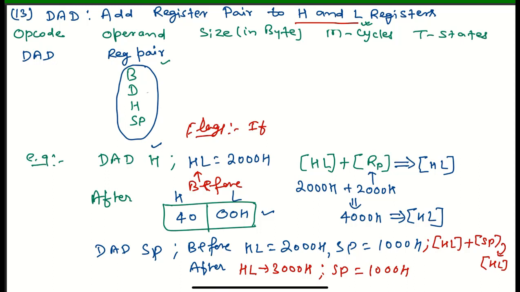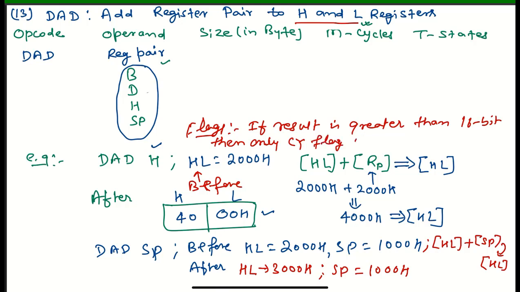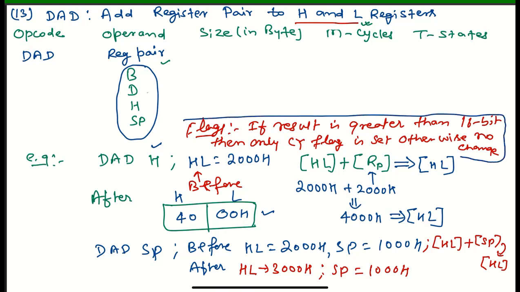So if the result is greater than 16 bit, then only the carry flag is set, otherwise no change. So this is a very important key point here.